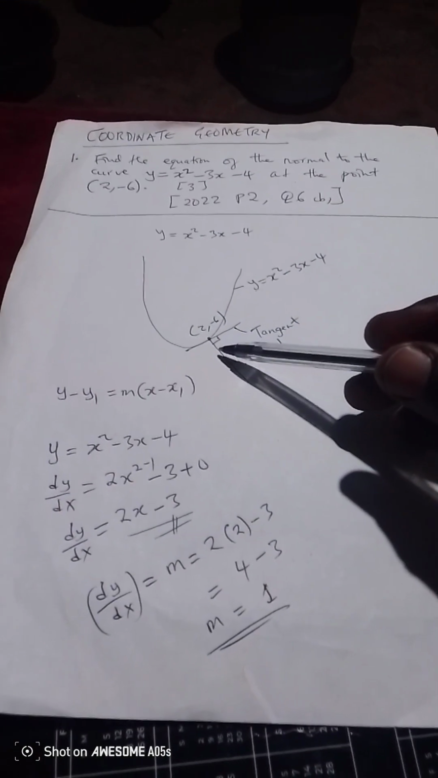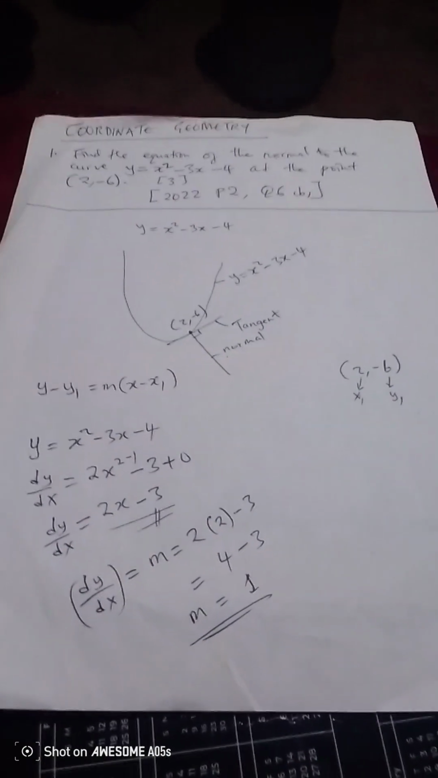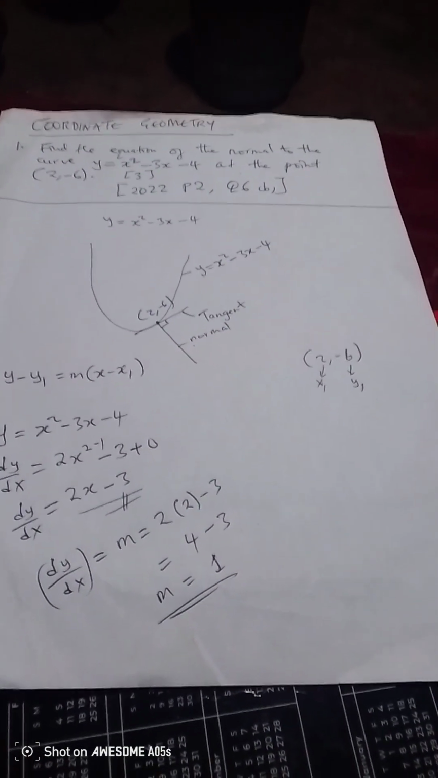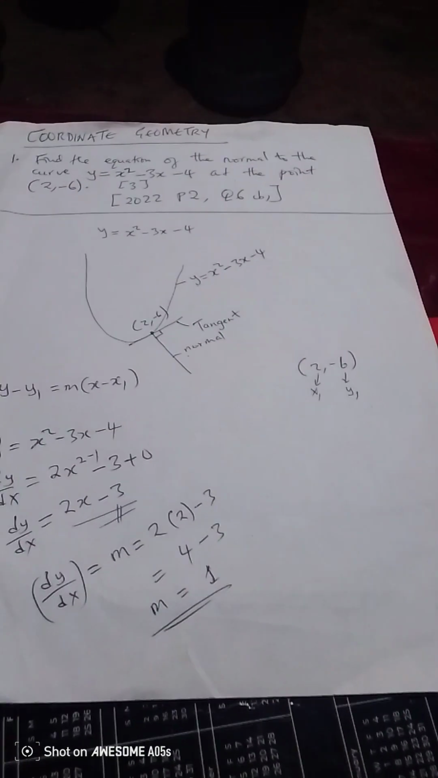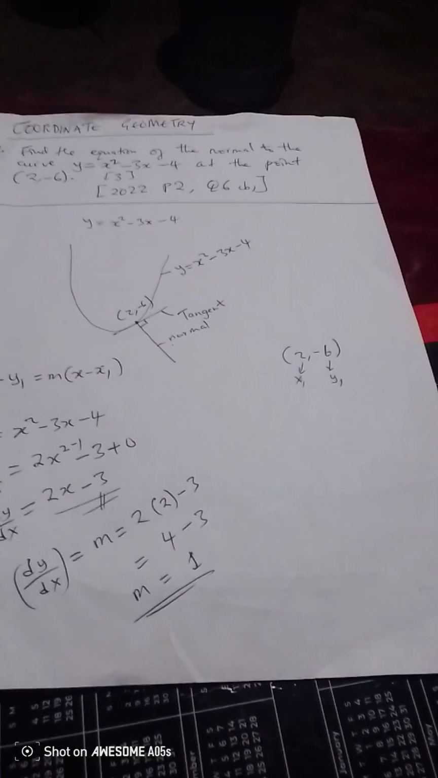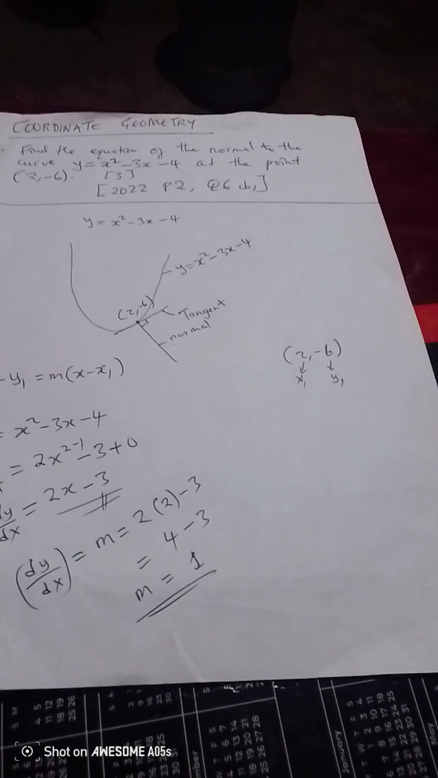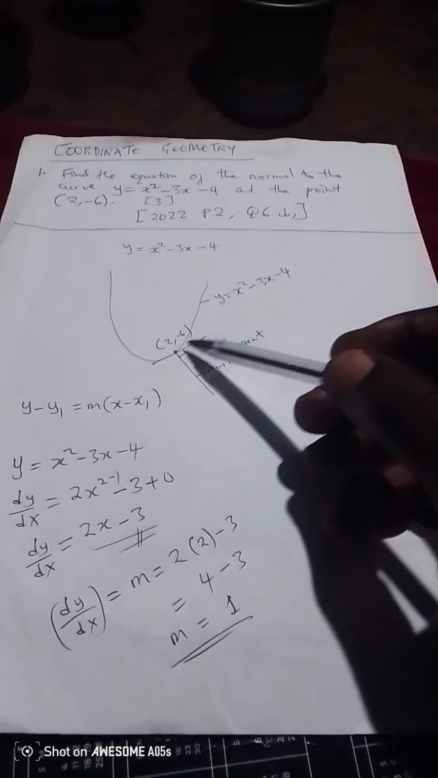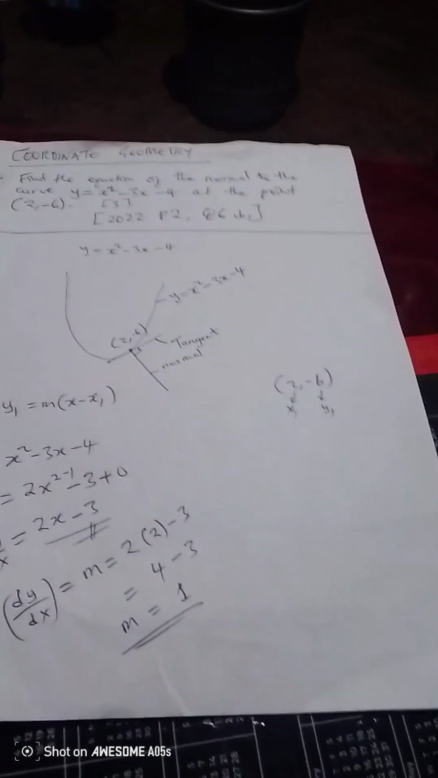So now there is an idea which we say, if two lines are perpendicular to each other, then if you multiply their gradients, the answer is negative 1. If two lines are perpendicular to each other and you multiply their gradients, the answer is negative 1. Why am I saying that? This is because we have the tangent and we have this line which we are calling the normal.